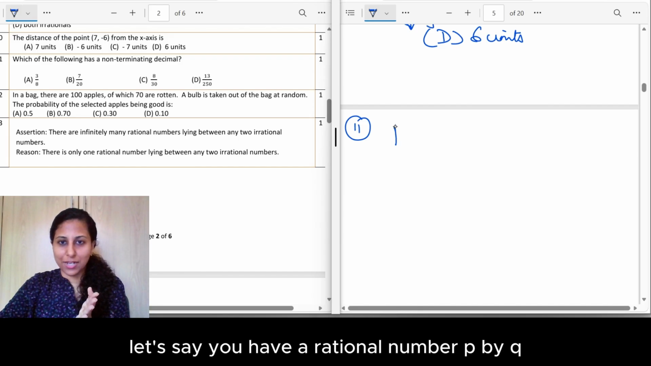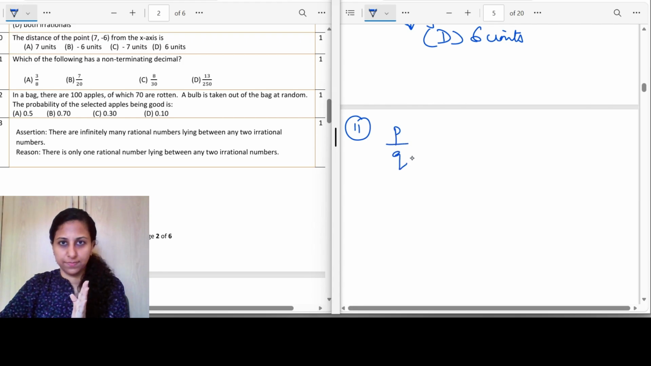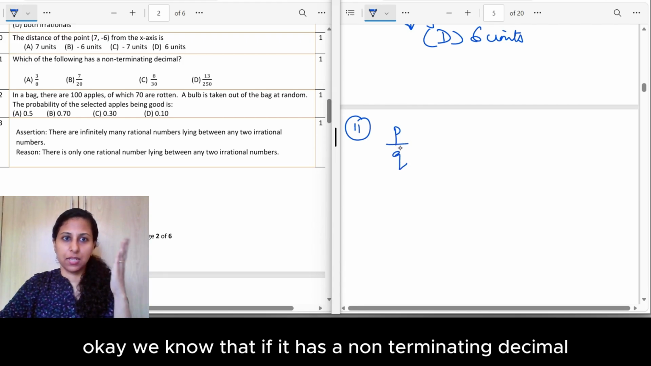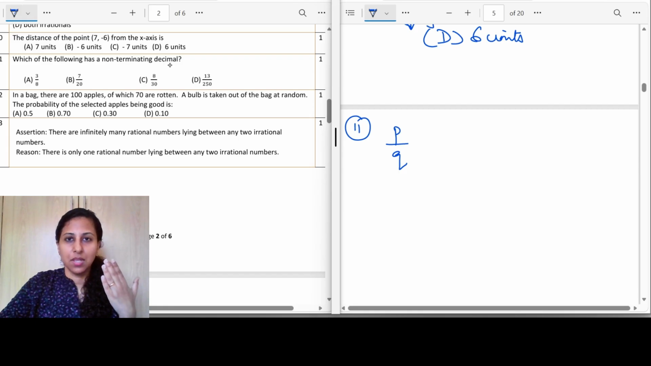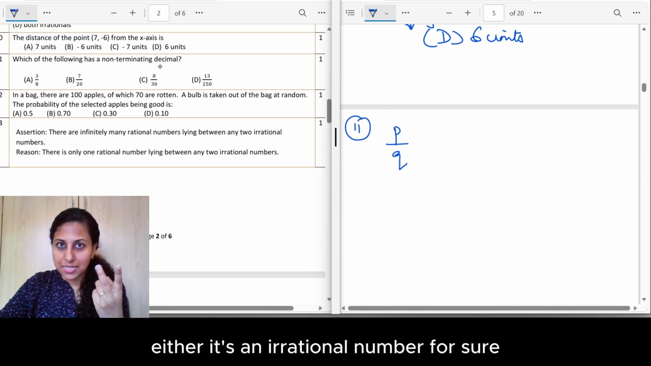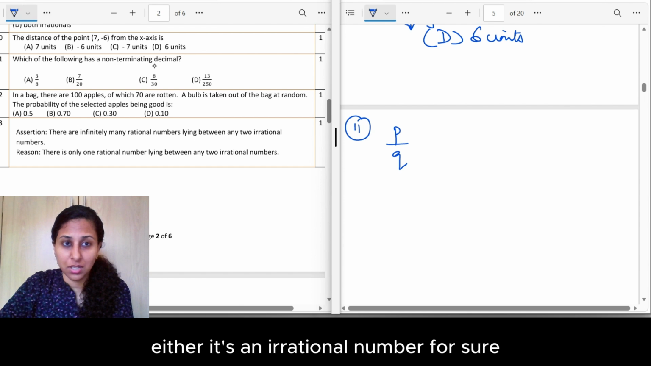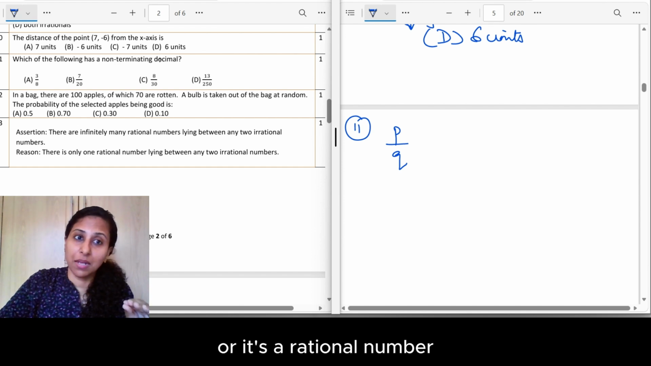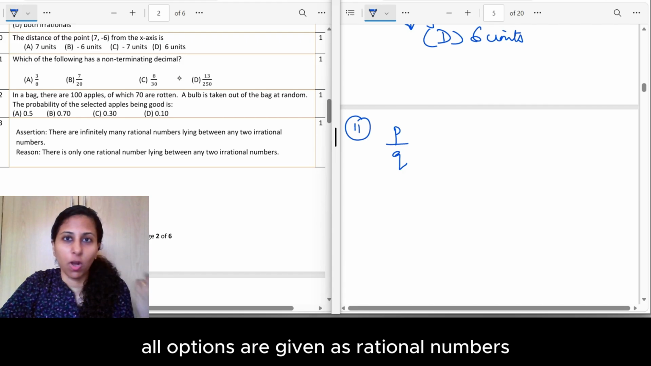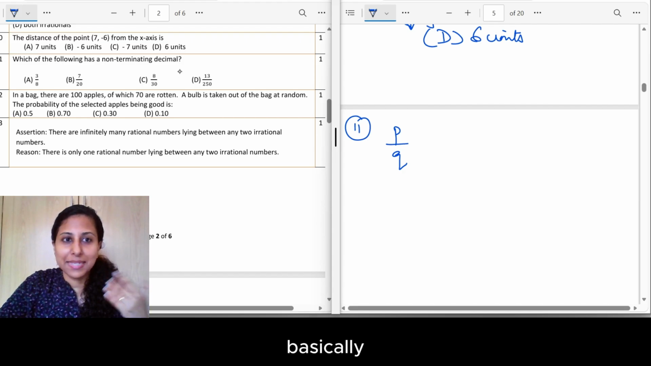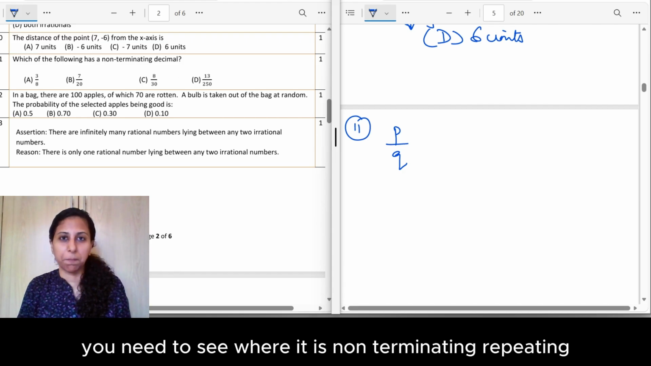Let's say you have a rational number, p by q. We know that if it has a non-terminating decimal, there are two possibilities: either it's an irrational number for sure, or it's a rational number, but the non-terminating kind. All options are given as rational numbers. Basically, you need to see where it is non-terminating repeating.